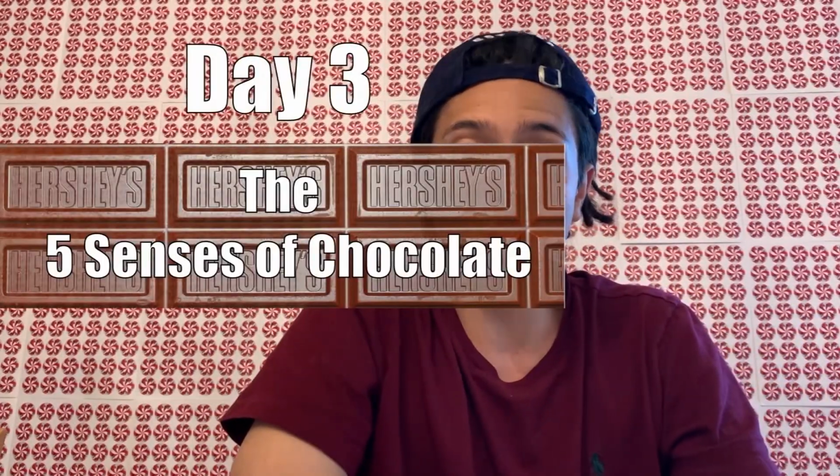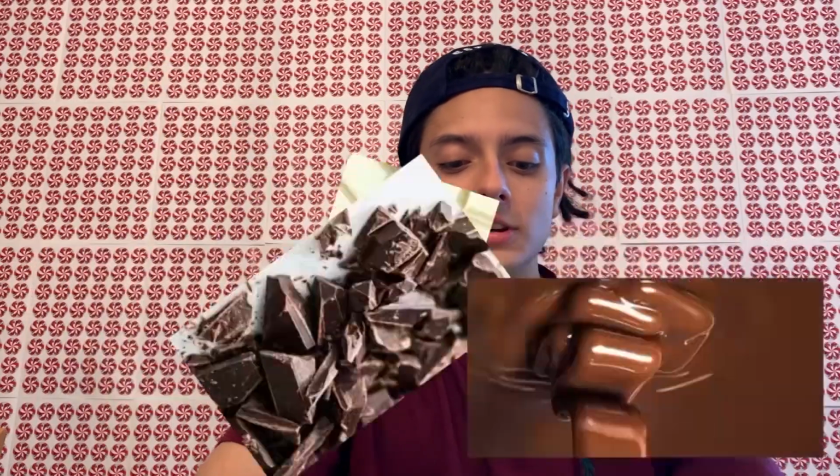Today we're going to be doing day 3 of 20 days of candy. We're going to be doing the 5 senses of chocolate. So we're going to be using the 5 senses to identify the difference between white, dark, and milk chocolate. We're going to be using, of course you guys know, my favorite chocolate brand, Hershey. Let's get into it.